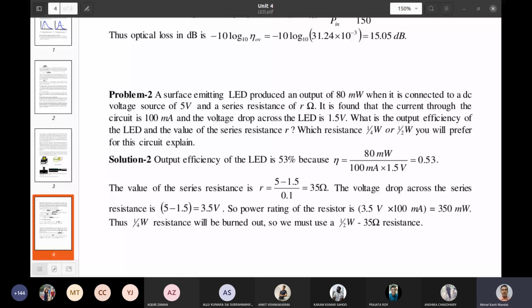Another topic that I will not discuss in detail, I will just mention, that like the LED, a laser diode can also be used as an optical source, right? So we will not discuss that laser source in detail.